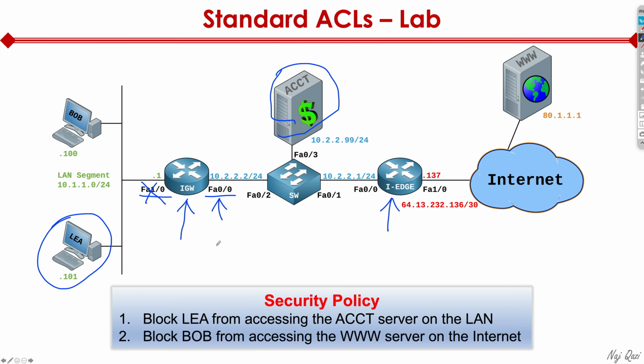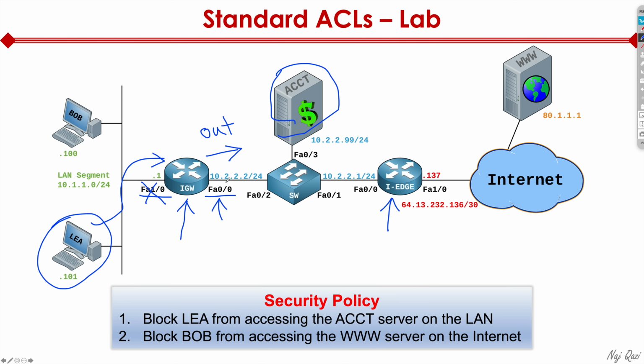Now, another thing that's important is where should we apply it? In the inbound direction or the outbound direction on fast 0/0? Well, one thing for you to keep in mind is as Leah's traffic comes into the router, it comes into fast Ethernet 1/0, but the traffic leaves and goes out on interface fast Ethernet 0/0. So that means if we were to apply this ACL, it's going to have to be applied on fast Ethernet 0/0 in the outbound direction, because that's the flow of traffic in our network.